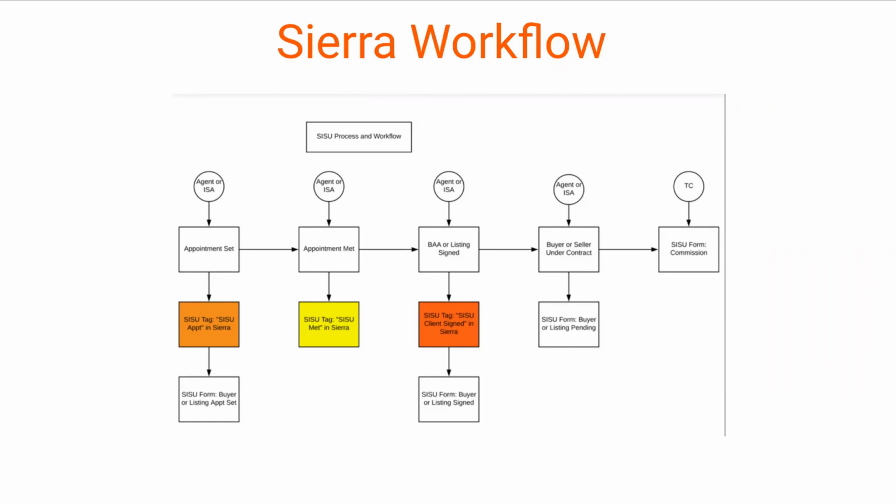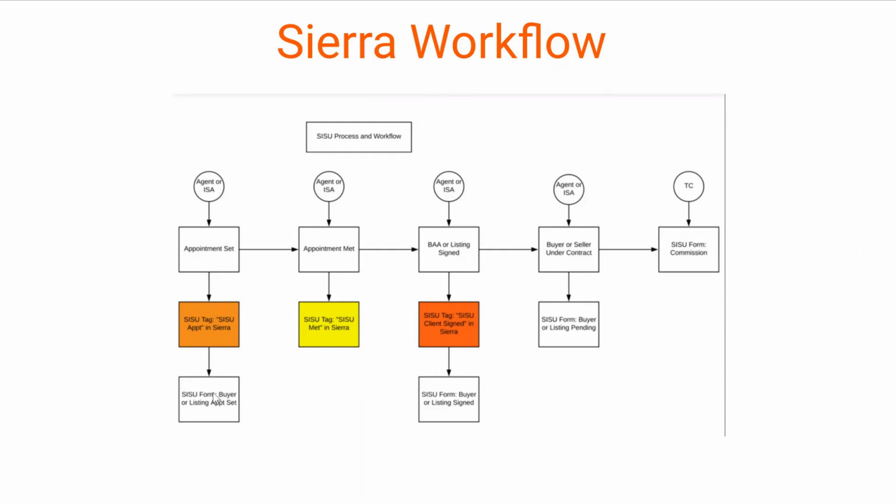So I'm going to walk you through what our workflow looks like. Zach, Robert, feel free to ask questions as we go. In the circle, you'll see who's responsible for it, the agent or the ISA. It's working from left to right. The first big milestone for us is when an appointment gets set. So what do we do when an appointment gets set? In Sierra, we tag Sisu appointment set. Pretty dang simple. There's no rocket science here, okay?